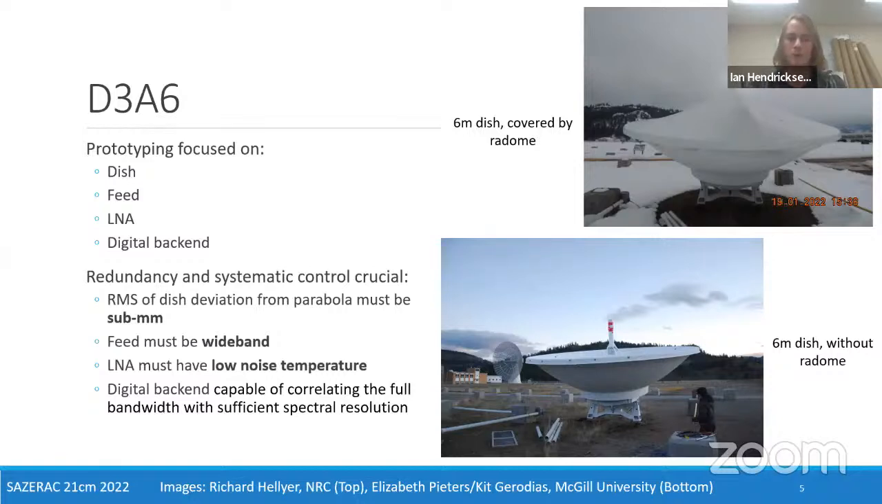We'd like the feed to be wideband. The LNA needs to have a low noise temperature, and the digital backend needs to be capable of correlating the full bandwidth, as well as with sufficient spectral resolution. On the top right here is the 6-meter dish covered by the radome, which is intended to keep snow off during the winter months. And on the bottom is the 6-meter dish, again, without the radome.